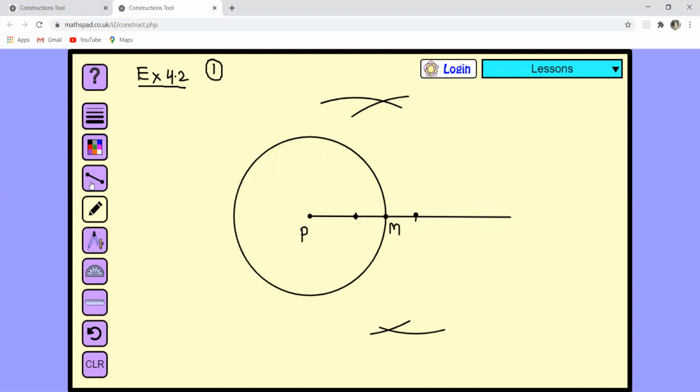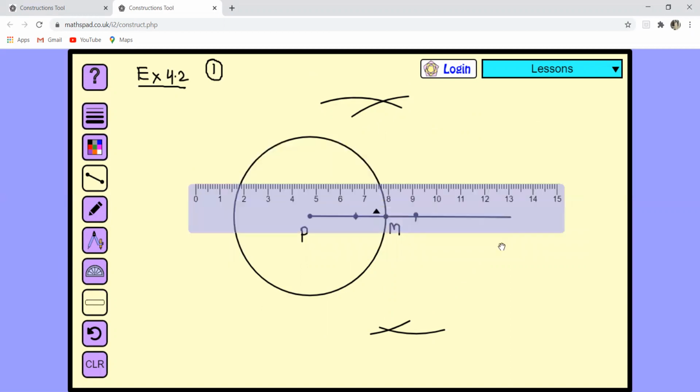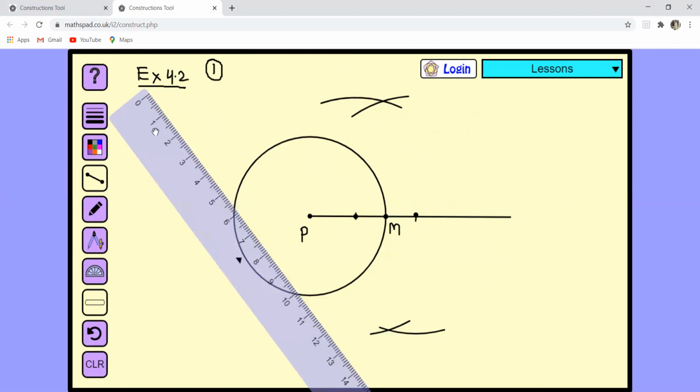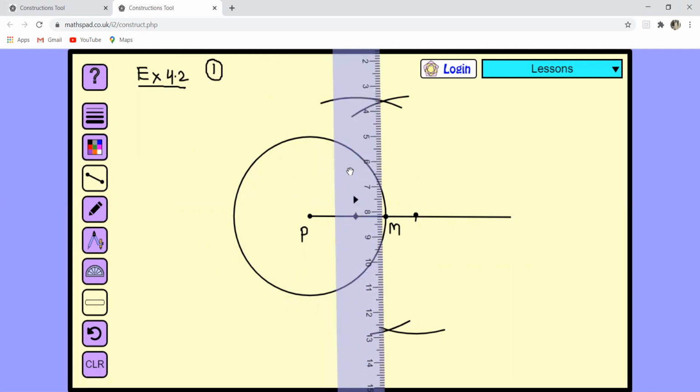So with the help of a scale and pencil, join all three points: this intersection point, point M, and the next intersection point. Place the scale such that all three points pass through one line. See, point M, the first intersection and the next intersection. Draw a straight line.